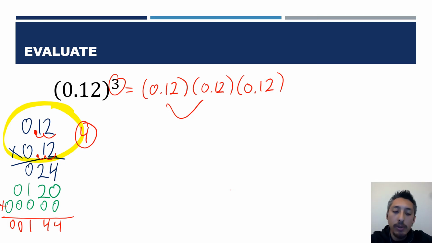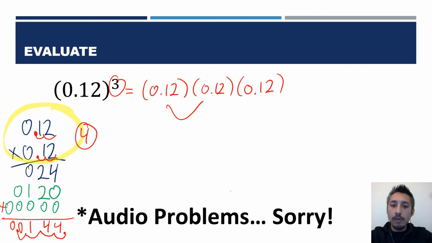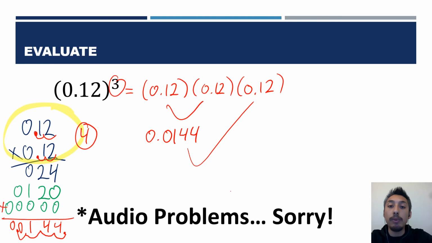We're going to go down to our answer, we're going to put a decimal at the end, and we're going to count a total of 4 spaces to the left. 1, 2, 3, 4. That means that the first part of our answer is 0.0144, but we're not done. We still have to multiply that number with 0.12. Again, we've only multiplied the first 2 numbers right here.